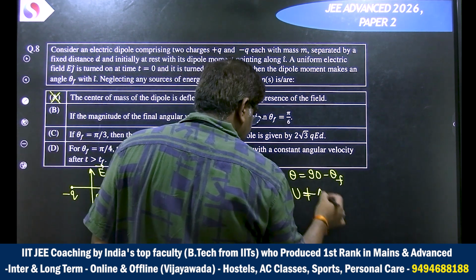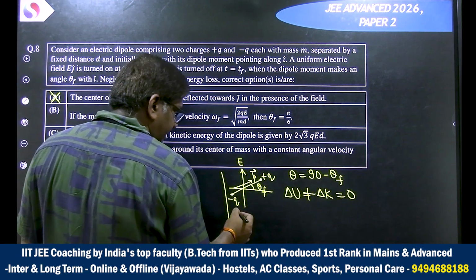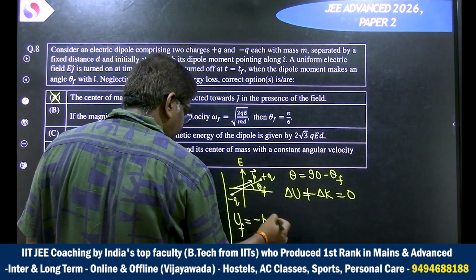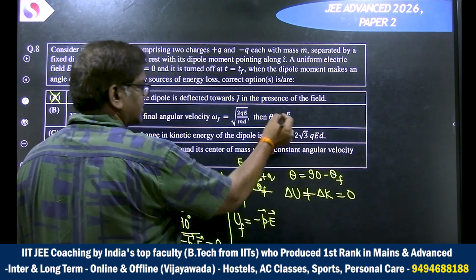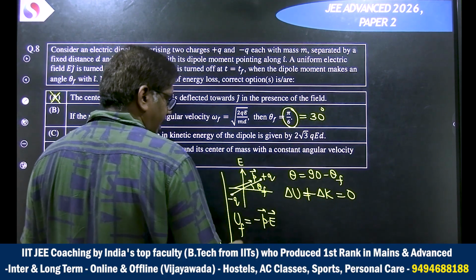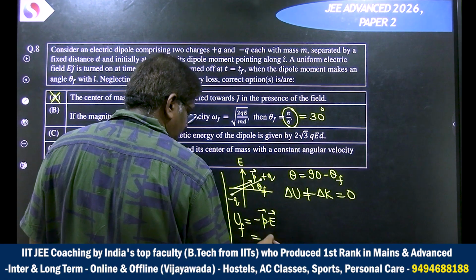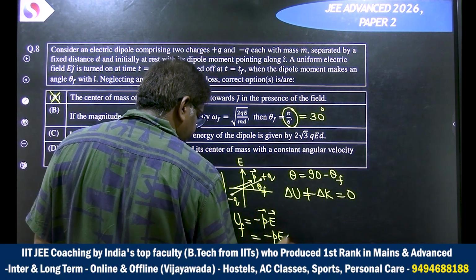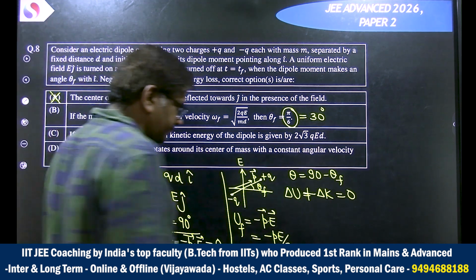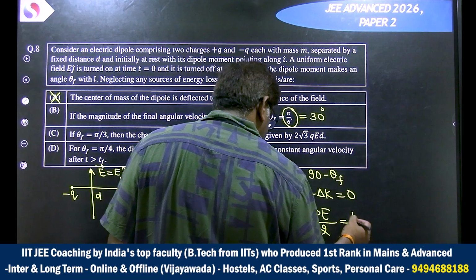So delta K is equal to 0, by conservation of energy. What is the final kinetic energy? The final potential energy will be minus P dot E. The angle theta, as in the second option, is given as 30 degrees, which means the angle between P and E we have to take as 60 degrees. For 60 degrees, this value will come as P by 2, since cos 60 is 1 by 2, and therefore the change is PE by 2, which goes into energy.